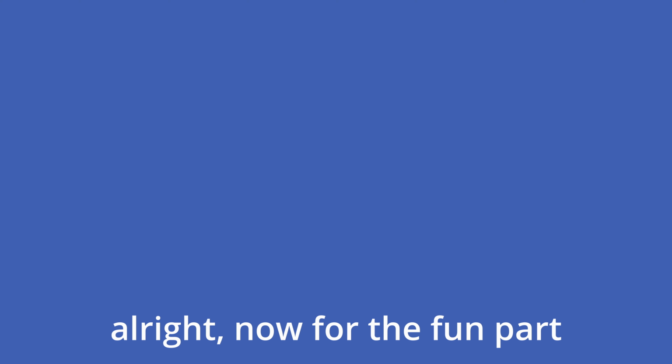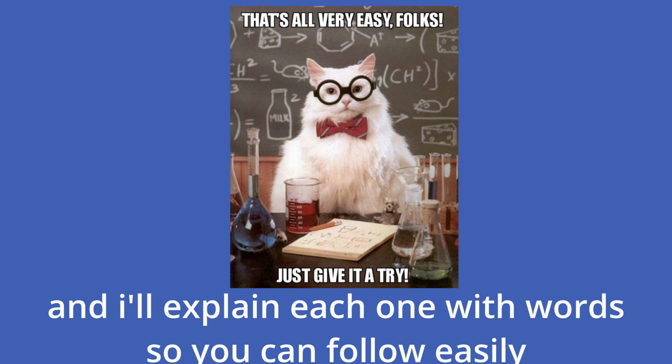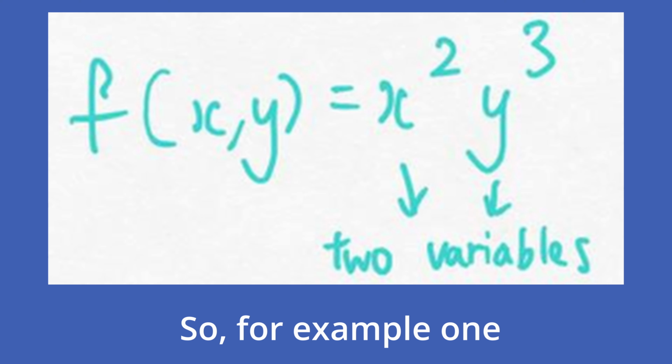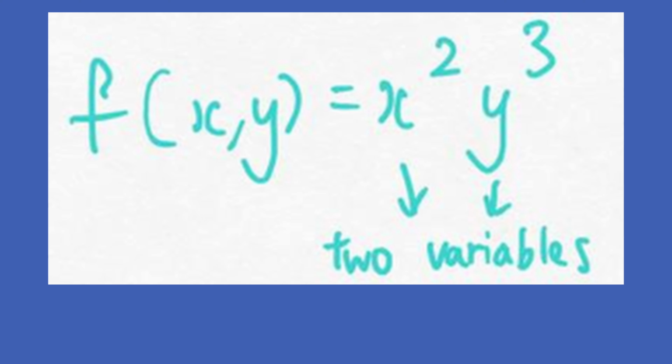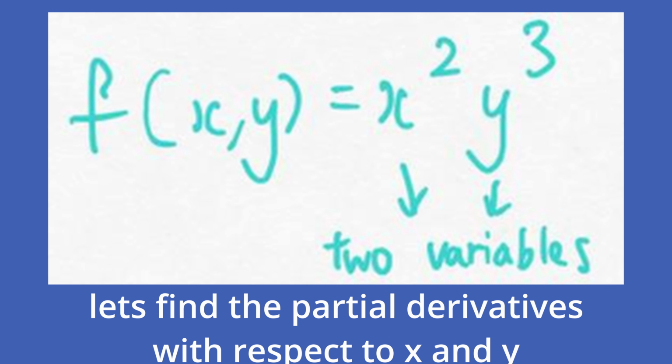Alright, now the fun part. We'll go through three problems together and I'll explain each one in words so you can follow easily. So, for example 1, f(x, y) equals x squared y cubed. Let's find the partial derivatives with respect to x and y.